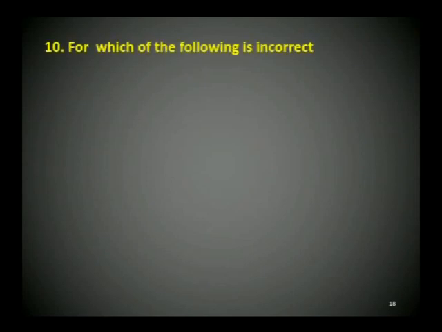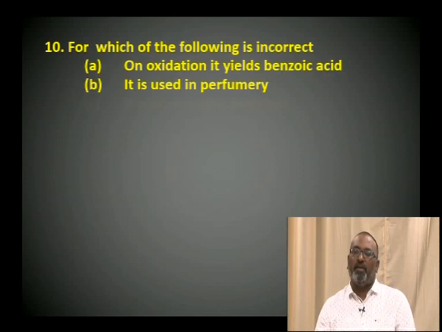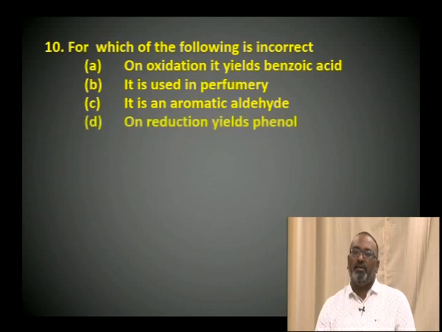Question number 10. Which of the following is incorrect? On oxidation, it yields benzoic acid. It is used in perfumery. It is an aromatic aldehyde. It on reduction yields phenol. So actually, the question here is, which of the following is incorrect regarding benzaldehyde? Benzaldehyde is missing in the question there. You can correct it. Which of the following is incorrect regarding benzaldehyde? That is the question.